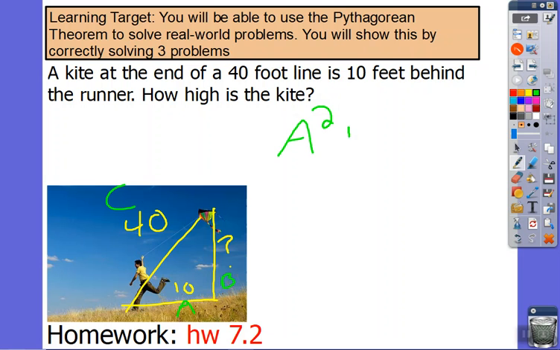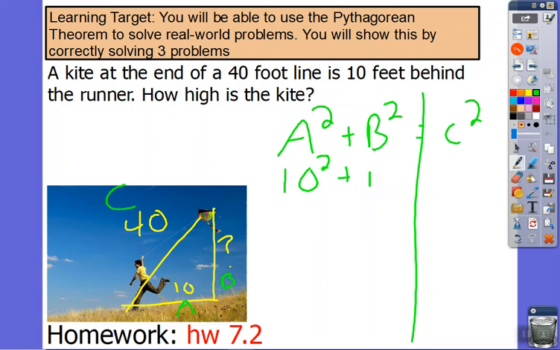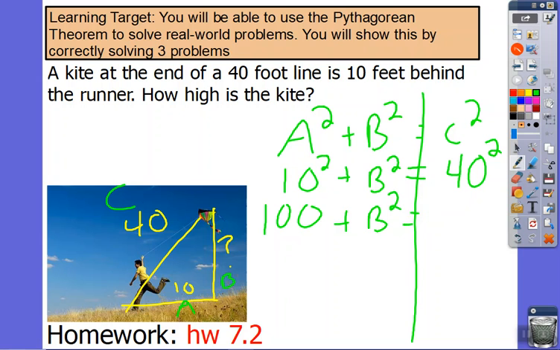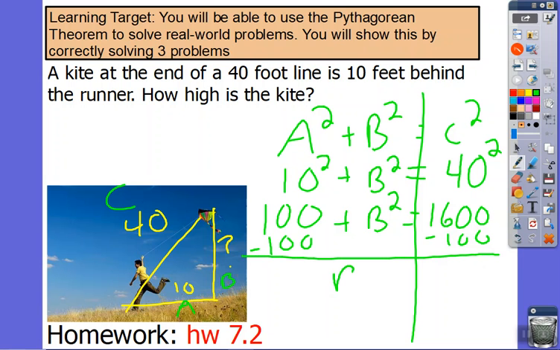So I've got a squared plus b squared equals c squared. I'm putting in my a. I'm looking for my b, so that's going to stay. I've got my c. 10 times 10 is 100. 40 times 40 is 1600. Okay, so now this one is different. They're not on the same side with the plus sign, so I'm going to do the opposite of that plus, which is minusing. So I'm going to minus on both sides. So b squared is 1500.